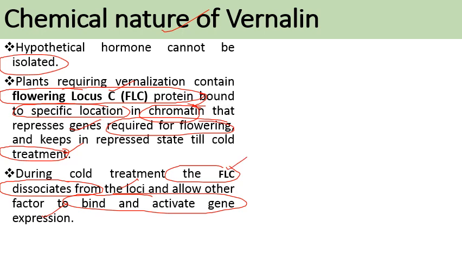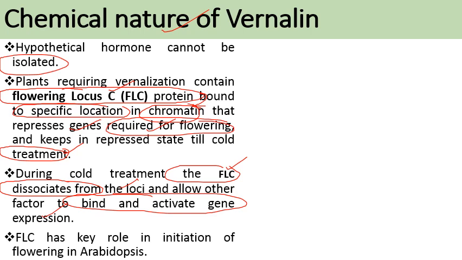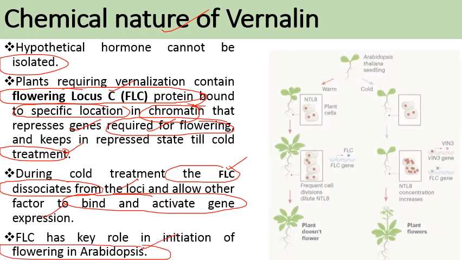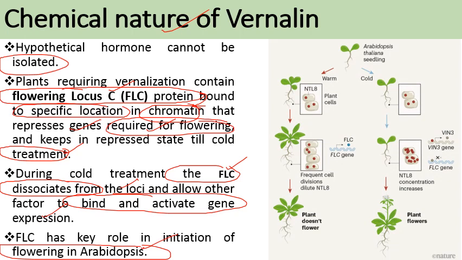So जो FLC protein है, ये तभी dissociate होता है इस portion से जहाँ पे flowering genes होती हैं when the plant gets the cold treatment. And after that, the genes get activated and they will express and induce flowering in the plant. So FLC has a key role in initiation of flowering in Arabidopsis. The FLC है flowering locus C, it plays a very important role in flowering in case of Arabidopsis.